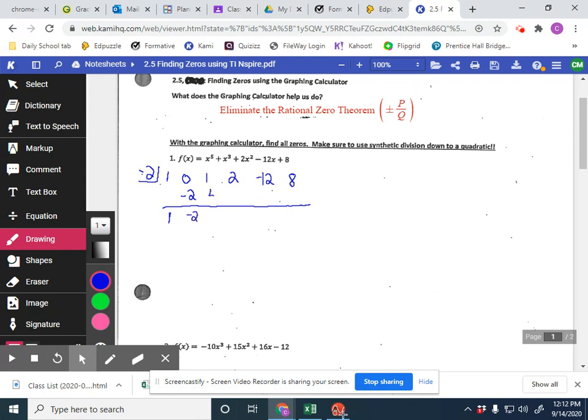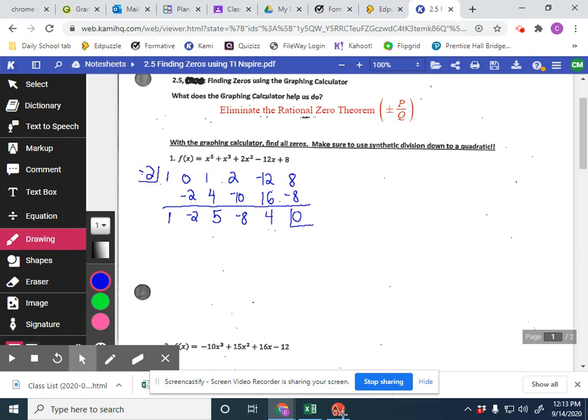-2 times -2 is 4. 1 plus 4 is 5. 5 times -2 is -10. 2 minus 10 is -8. -8 times -2 is +16. Then -12 plus 16 is 4. 4 times -2 is -8, and it works out. All right, I get that remainder to be 0.